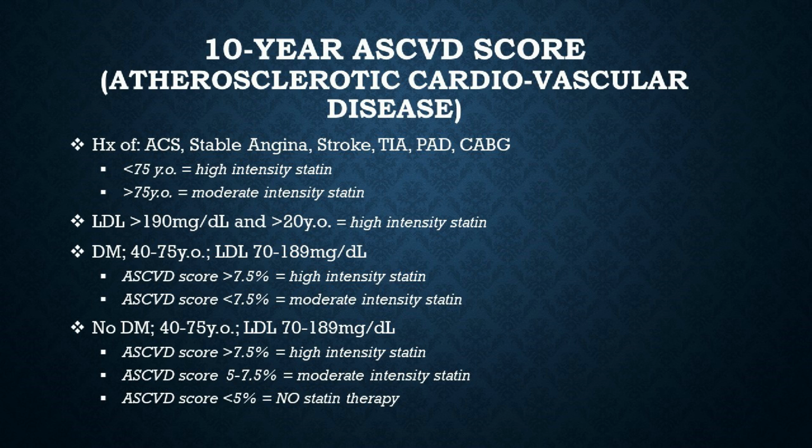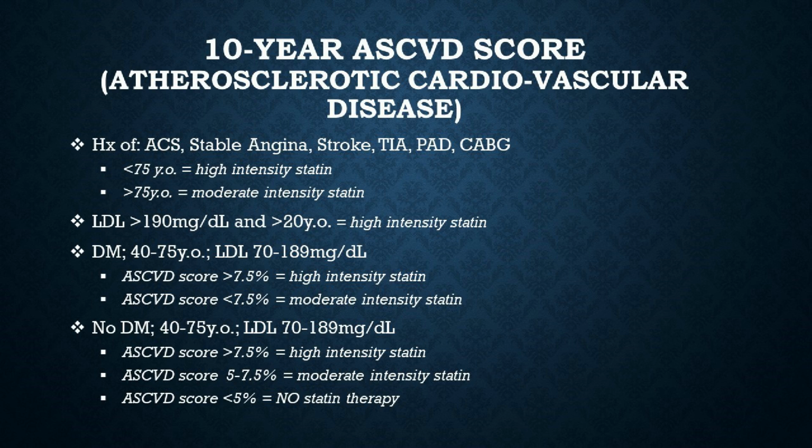If the patients have diabetes, they're between 40 and 75 years of age, and their LDL is between 70 and 189, now depending on the ASCVD score, we're going to treat them differently. If in those patients the ASCVD score is more than 7.5%, then they get the high-intensity statin. If their ASCVD score is less than 7.5%, then they will get the moderate-intensity statin.